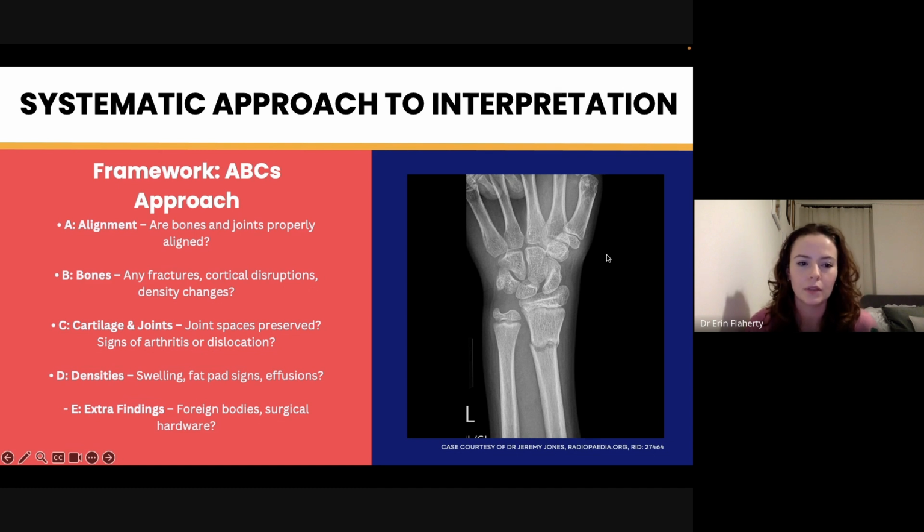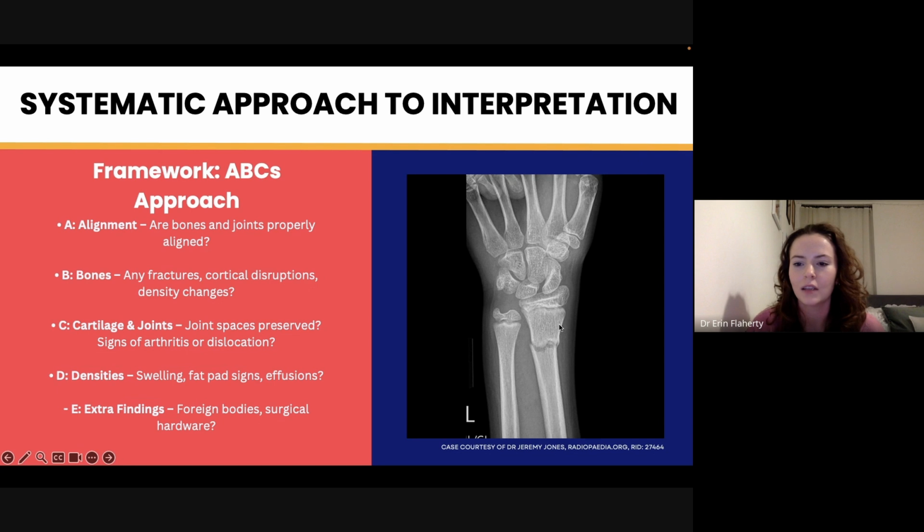And then B for bones. So what you want to do is go around the entire cortex of each of these bones. I know it's very annoying to do, but in practice, this is what you have to do. And you go around to see if there's any disruptions. Oh, there's a disruption there. You can see that they're not quite connected.